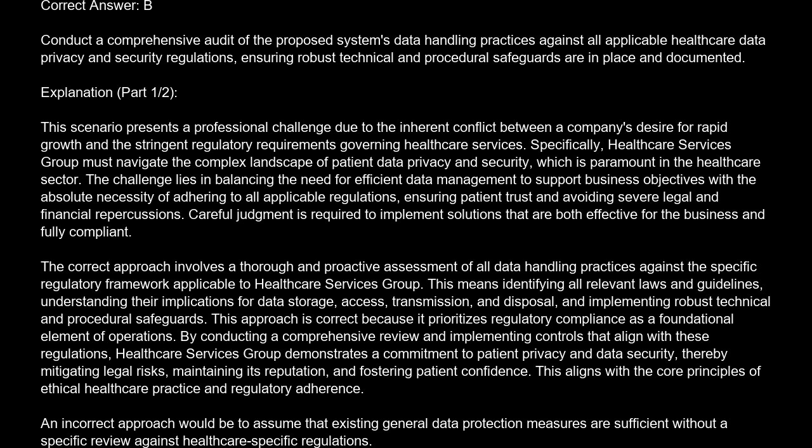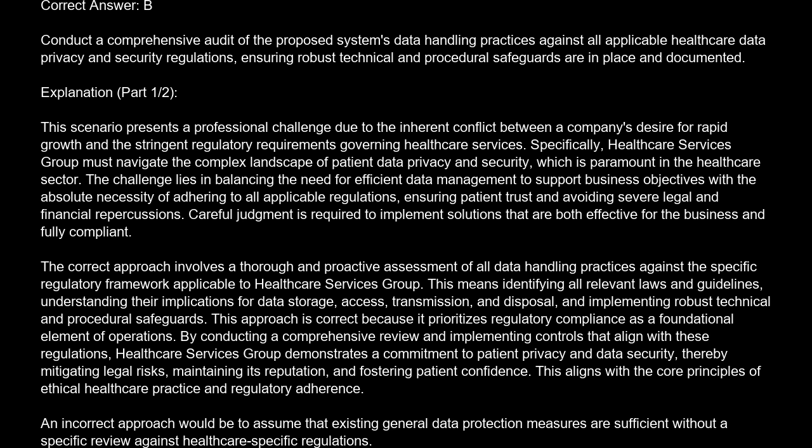Specifically, Healthcare Services Group must navigate the complex landscape of patient data privacy and security, which is paramount in the healthcare sector. The challenge lies in balancing the need for efficient data management to support business objectives with the absolute necessity of adhering to all applicable regulations, ensuring patient trust, and avoiding severe legal and financial repercussions. Careful judgment is required to implement solutions that are both effective for the business and fully compliant.